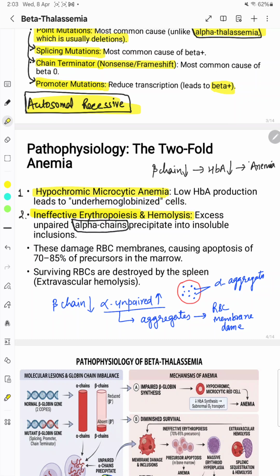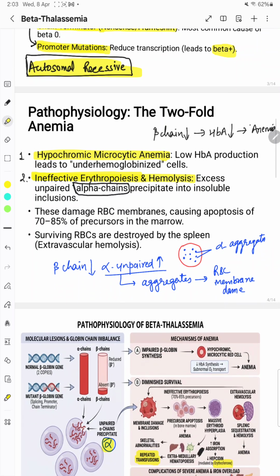Pathophysiology of beta thalassemia: a twofold anemia is seen in beta thalassemia. As we know, in beta thalassemia there is decreased or no synthesis of the beta globin chain. If beta globin chain is decreased or absent, there is decreased production of the adult hemoglobin or HbA, and there will be anemia. Mainly microcytic hypochromic anemia is seen in beta thalassemia.